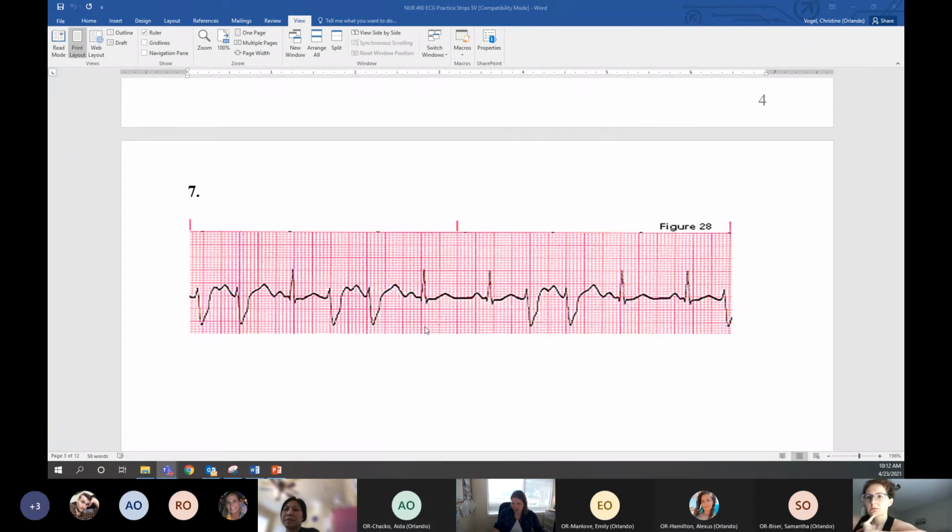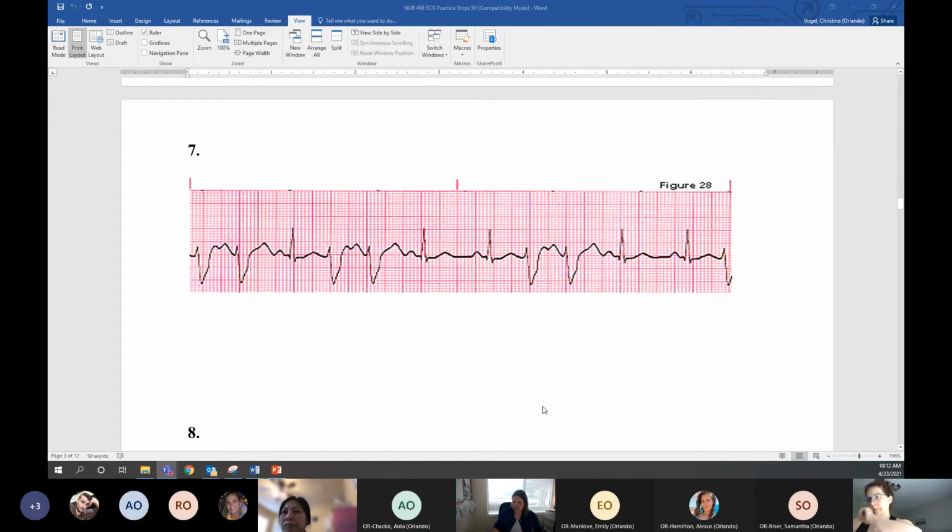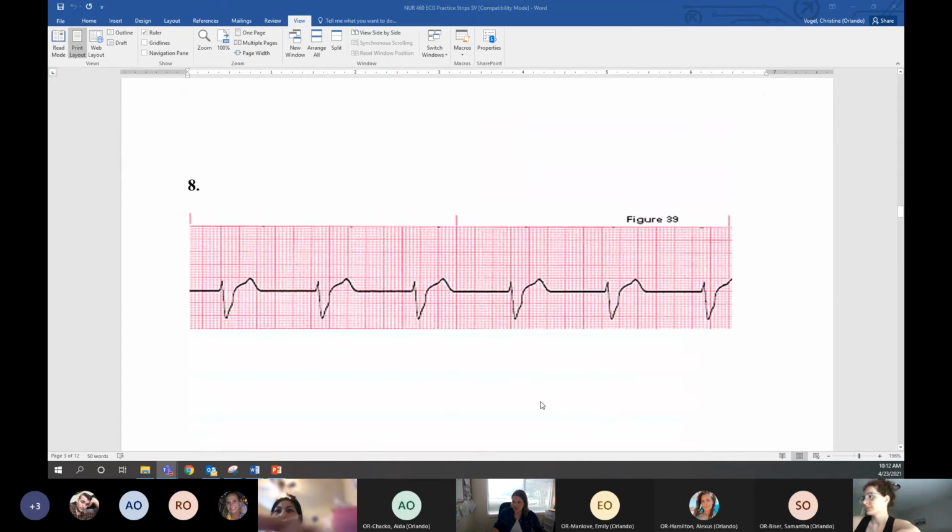Sinus. With the couplet PVCs. Absolutely good. So let's go ahead and finish that. So it's going to be sinus what with PVC couplets? Tachycardia. Sinus tachycardia. If we count these QRS complexes, we get over 100. Sinus tachycardia with PVC couplets. You guys are doing so great.